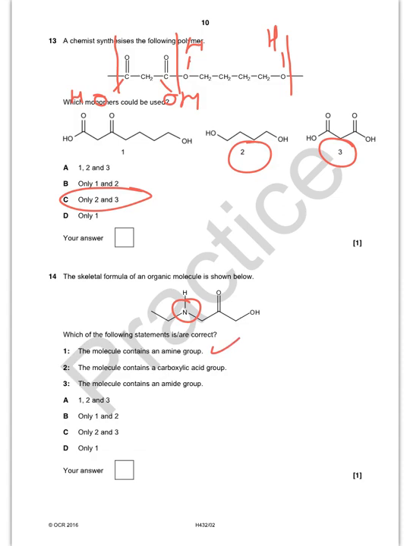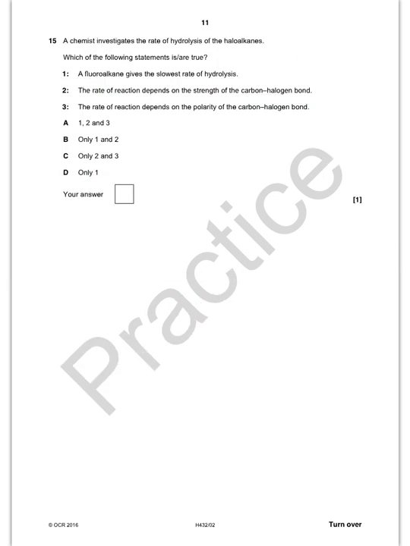The molecule contains a carboxylic acid group. No, it doesn't. Because can you see you've got an extra carbon there between the carbonyl carbon there and the OH group. So that is not correct. The molecule contains an amide group, and again, that is not correct. So the answer is D.